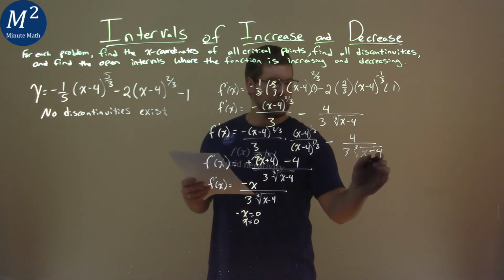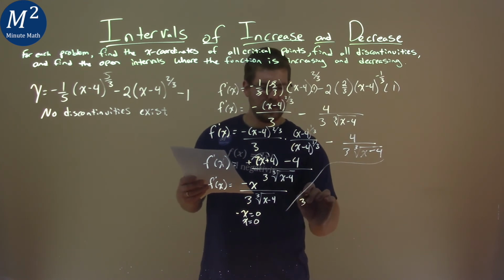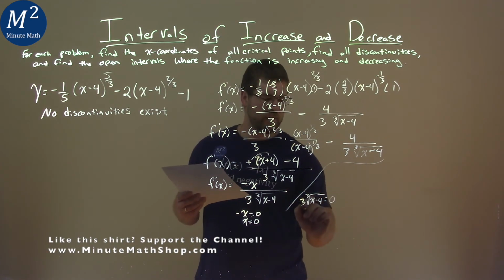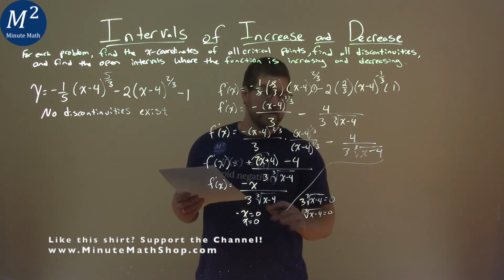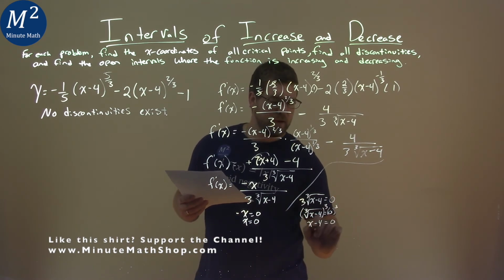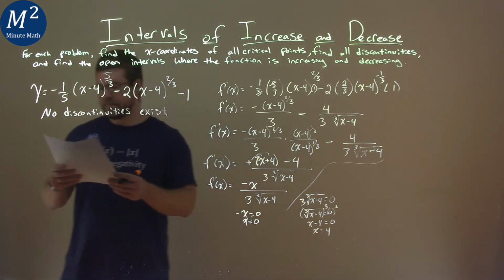Denominator equal to 0. Let me break this down a little here. We have 3 times the third root of x minus 4 equal to 0. Divide both sides by 3, doesn't really matter. Third root of x minus 4 equals 0. Doesn't matter, we take the third power there. Third power of 0 is 0. x minus 4 equals 0. And so x equals a positive 4. So we have our two critical points here.